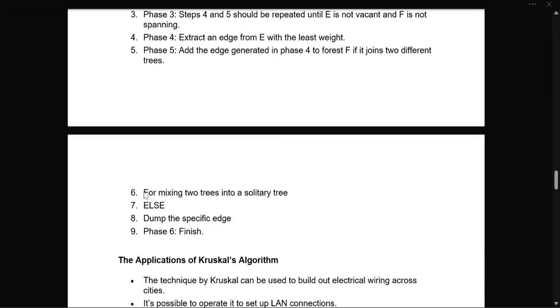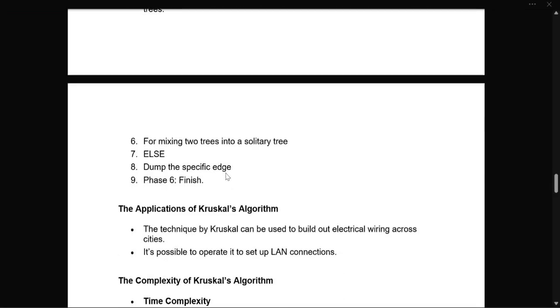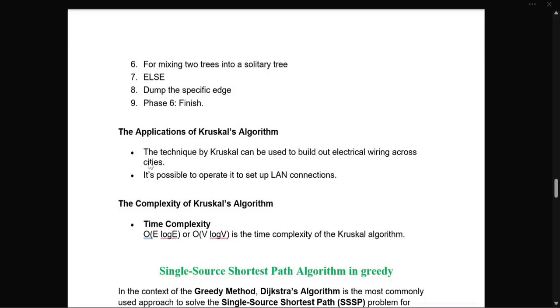And step 6 is for merging 2 trees into a single tree, else dump the specific edge. Step 6, step 9, finish. Now let us see the applications of Kruskal's algorithm. The technique by Kruskal can be used to build out electrical wiring across cities. It is possible to use it to set up LAN connections. The complexity of Kruskal's algorithm is given here.